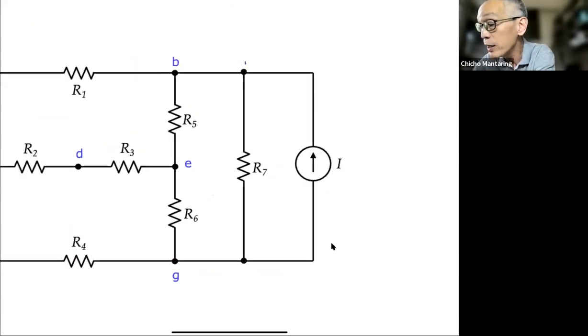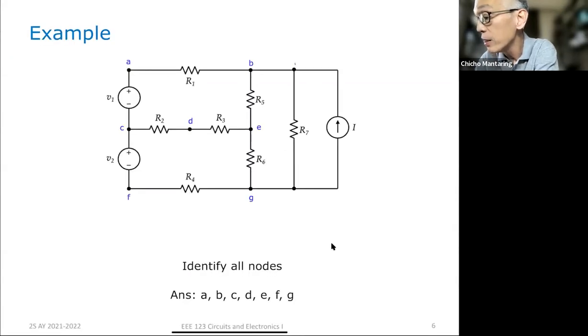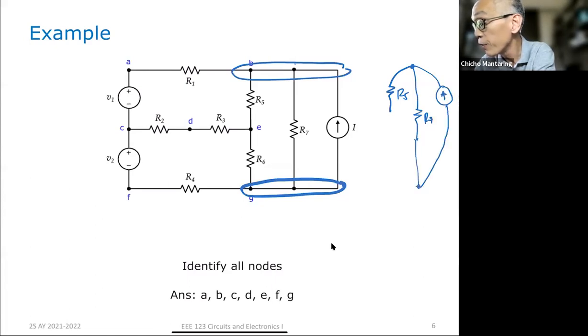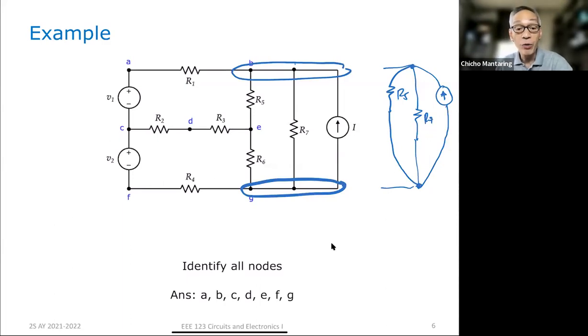This is really only 1 node, no? And this is really only 1 node. Okay, because I could have redrawn that as a single point, where I connect R5, I connect R7, and I connect I. I could have redrawn it that way. And this one, I could have redrawn it also that way. Okay. So there are 7 nodes, and I label them A, B, C, D, E, F, and G.